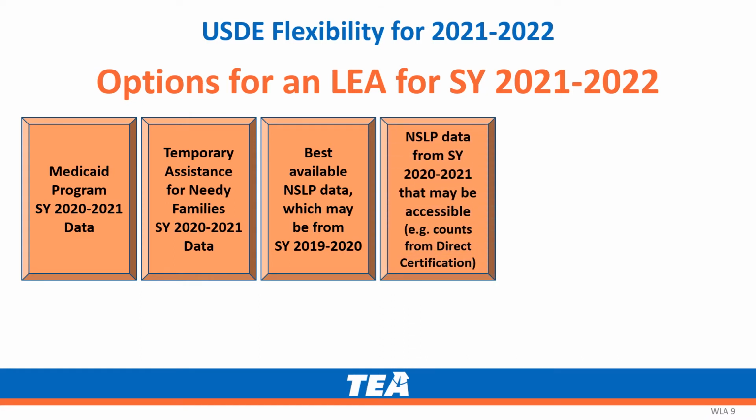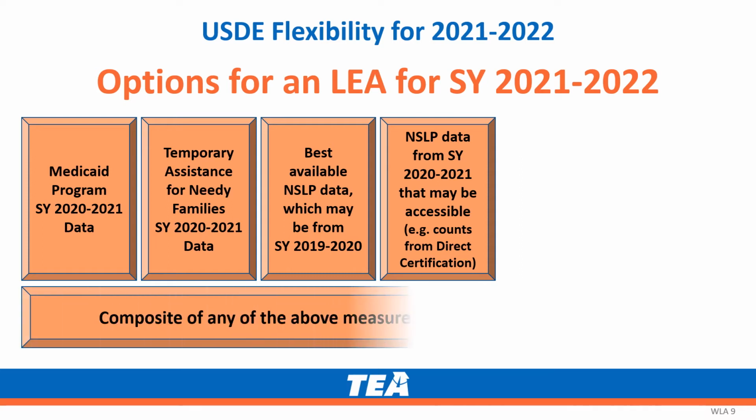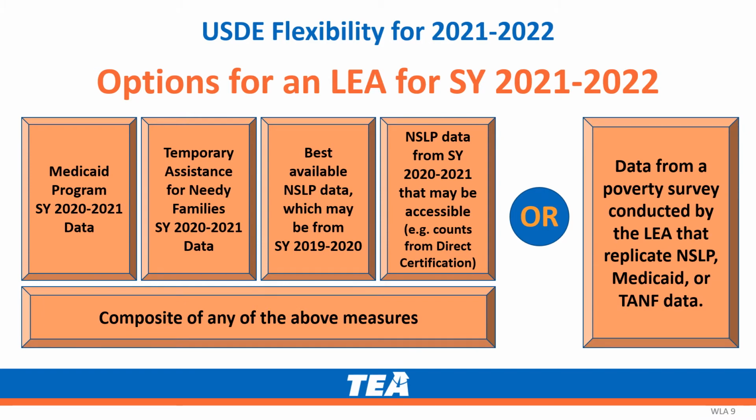NSLP data from school year 2021 that may be accessible, for example counts of children identified through direct certification, or a composite of NSLP, Medicaid, and TANF data, which might include Medicaid or TANF counts from school year 2020-2021, and best available free and reduced price lunch data, which may be from school year 2019-2020. Or the LEA can also use data from a poverty survey conducted by the SEA or LEA that replicates NSLP, Medicaid, or TANF data.